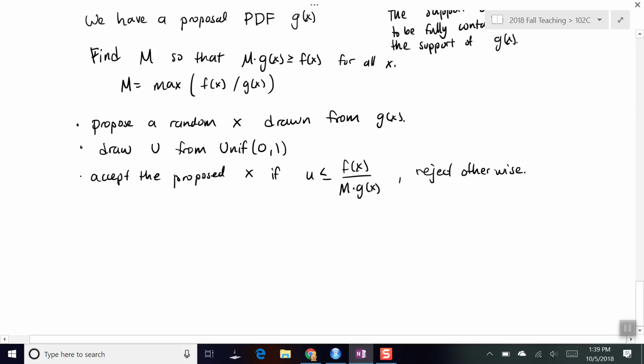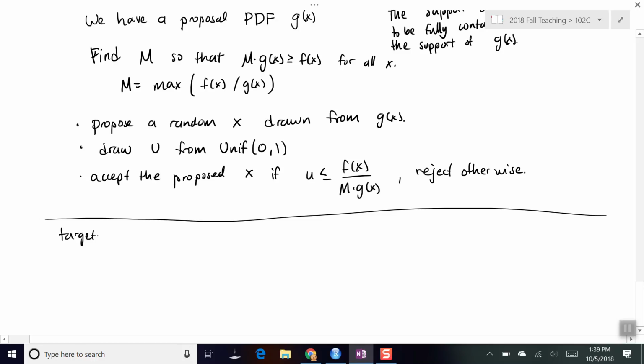Okay, so here's an example. So let's say our target PDF is the positive half of the normal distribution.